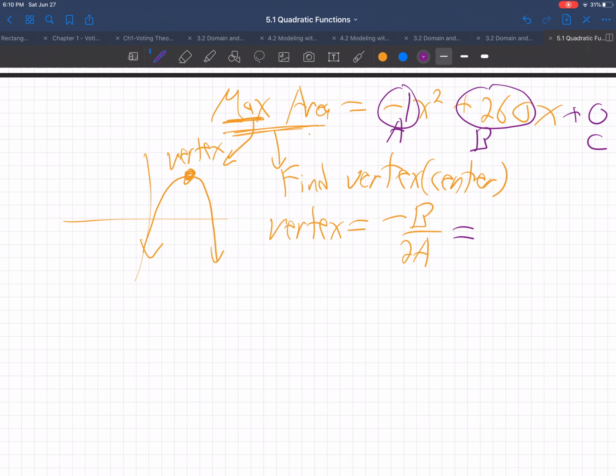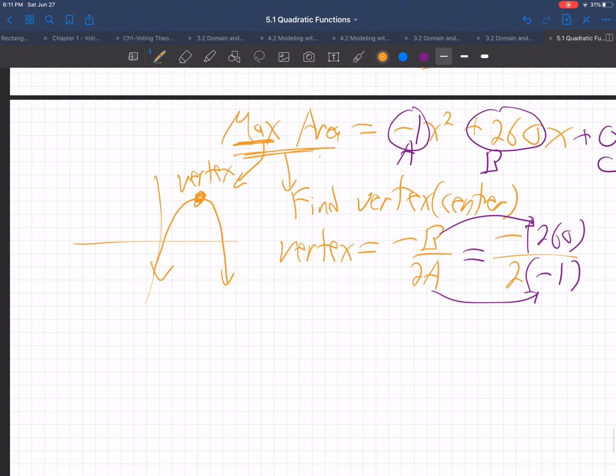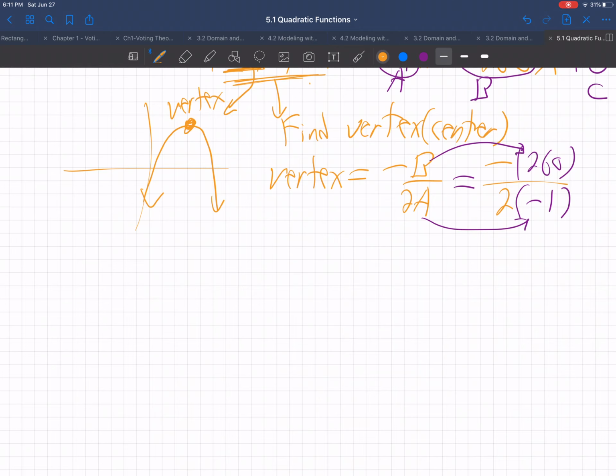They're just the numbers in front of the x's. So this will be negative b, and what is b? 260 over 2 times a, and what is a? Negative 1. Just plugged in a, plugged in b. All right, and this is the x value. I shouldn't have said vertex. This is the vertex x value. So the x value, which is negative b over 2a, what does that come out to be? Use your calculator, it would come out positive 130, because the two negatives cancel. So x equals 130. That's the x value of the vertex.